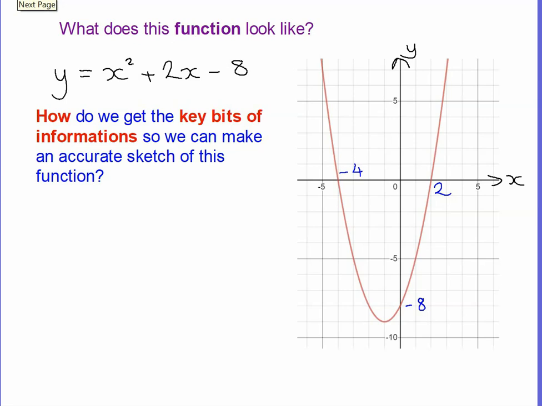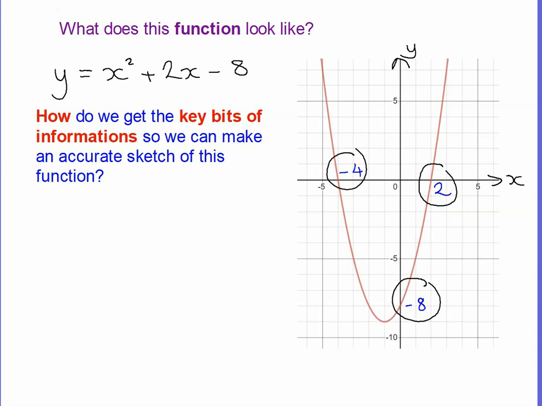Okay, hopefully you came up with something along these lines, and don't worry if you have no idea, I'm going to explain it now. The important bit to make a sketch of any quadratic is how do we get these key bits of information. And what we mean by that is where it crosses the axes and the general shape of it and what it looks like.